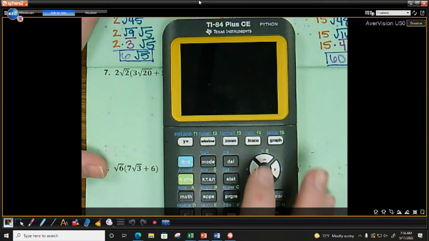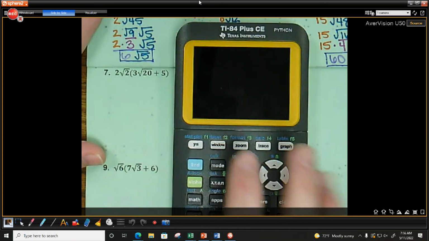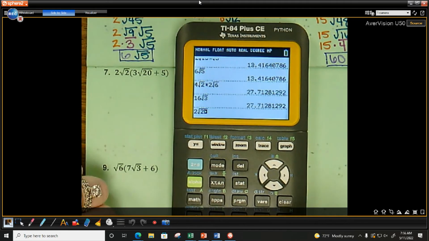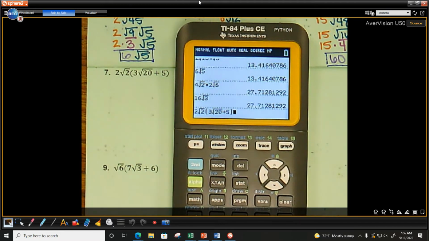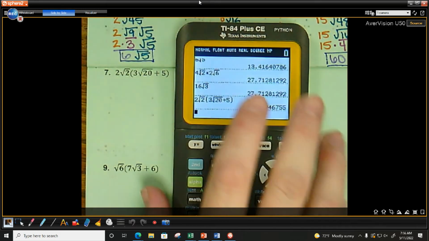Okay, we still start with the calculator. 2 root 2. I should not be the only one doing this. Type it in the calculator exactly as you see it. Exactly as you see it. And we get a yucky decimal. We have to do this by hand.